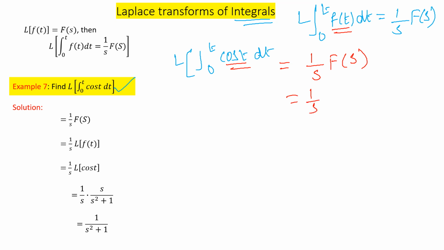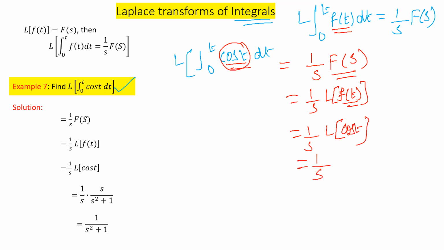What is F of s? F of s is nothing but Laplace transform of f of t. So here 1 over s Laplace transform of what is f of t? F of t is cosine t. So we know that Laplace of cosine t is going to be s by s squared plus 1. By cancelling s and s, we will get 1 over s squared plus 1.